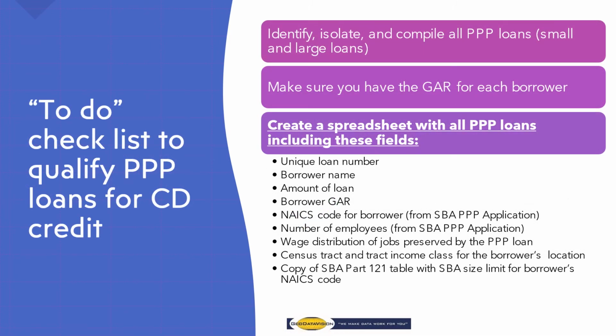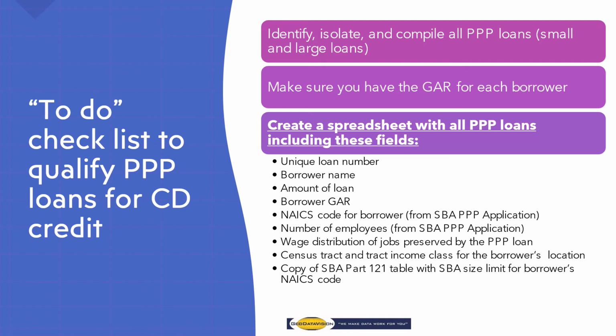To help you get maximum credit in a CRA exam for all your PPP loans, we've created this to-do list for you to review. First, identify, isolate, and compile all PPP loans, even the loans under $1 million, because first of all, intermediate small banks can claim those for community development credit, and even the large banks can claim them as flexible and innovative lending, which will earn them extra credit in a CRA exam. Make sure you have the gross annual revenue for each borrower. It's worth it to go back and get that information because it's extremely valuable for you to get this community development credit in a CRA exam.